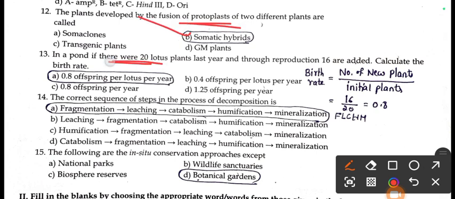In a pond there were 20 lotus plants. Initial plants are 20. In the last year, through reproduction, 16 were added. So new plants added are 16. When we find out the birth rate, it is 0.8 offspring per lotus per year.